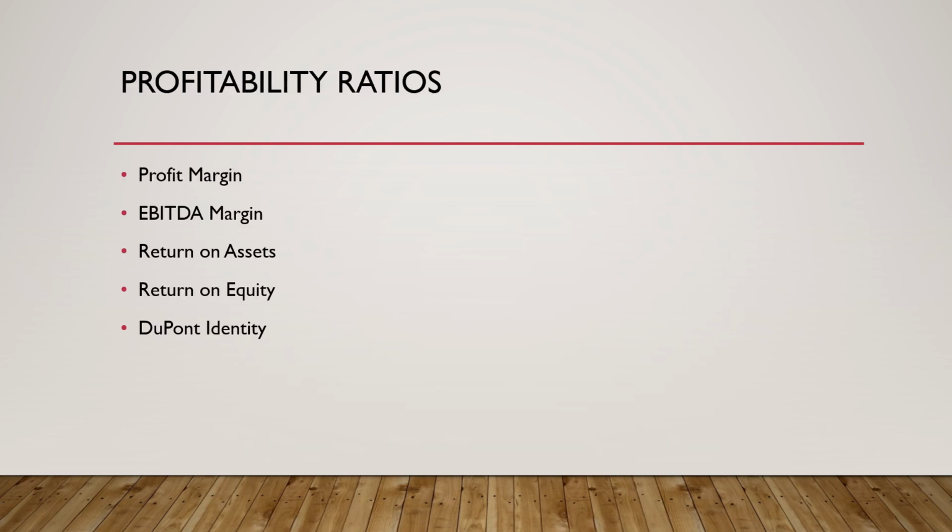That concludes the main profitability ratios when looking at corporate finance. Once again, just to summarize, we looked at our profit margin, our EBITDA margin, our return on assets, and our return on equity, and we put some of those together to get our Dupont Identity.